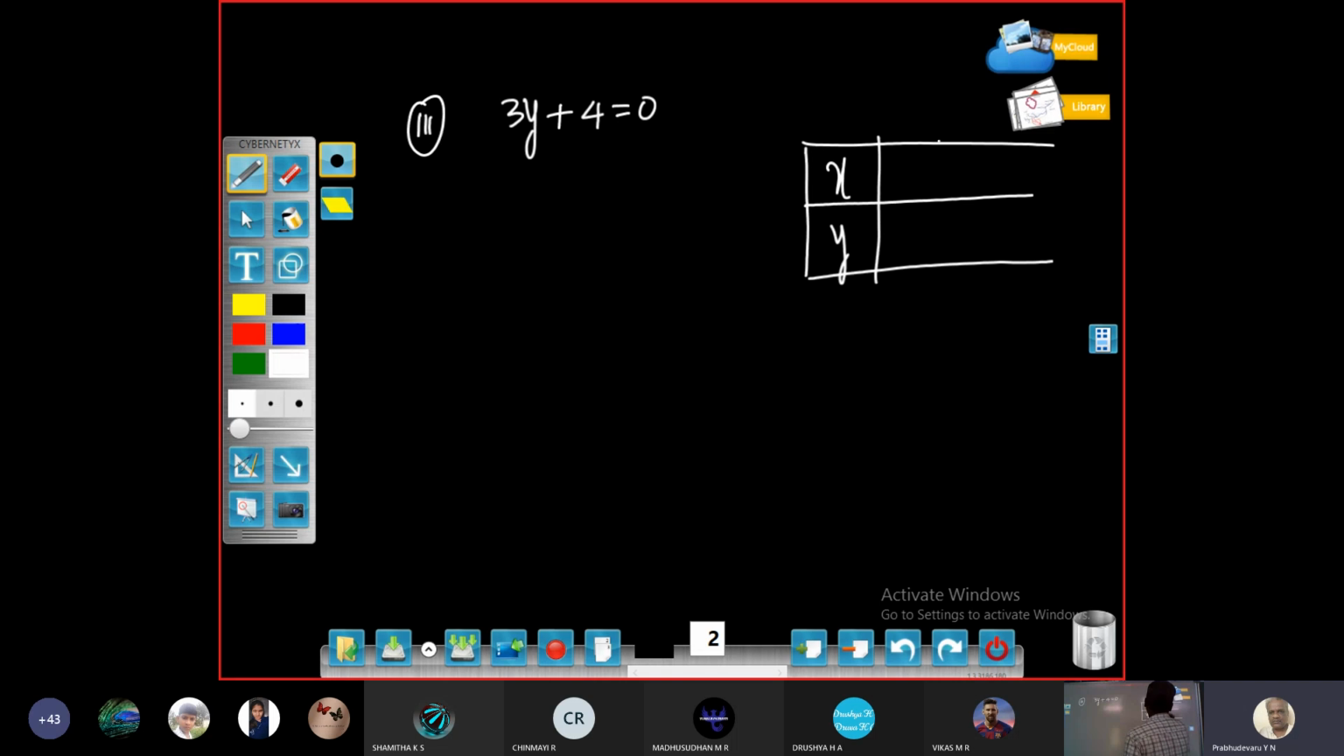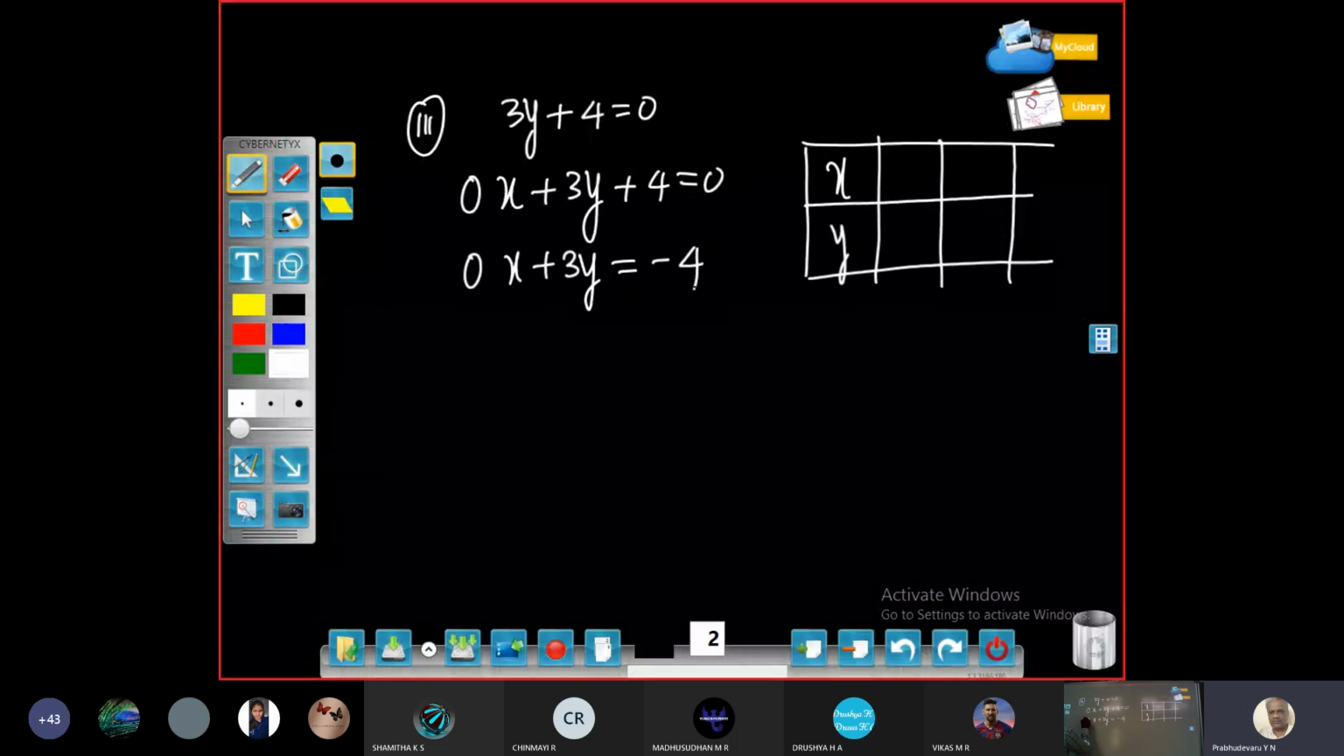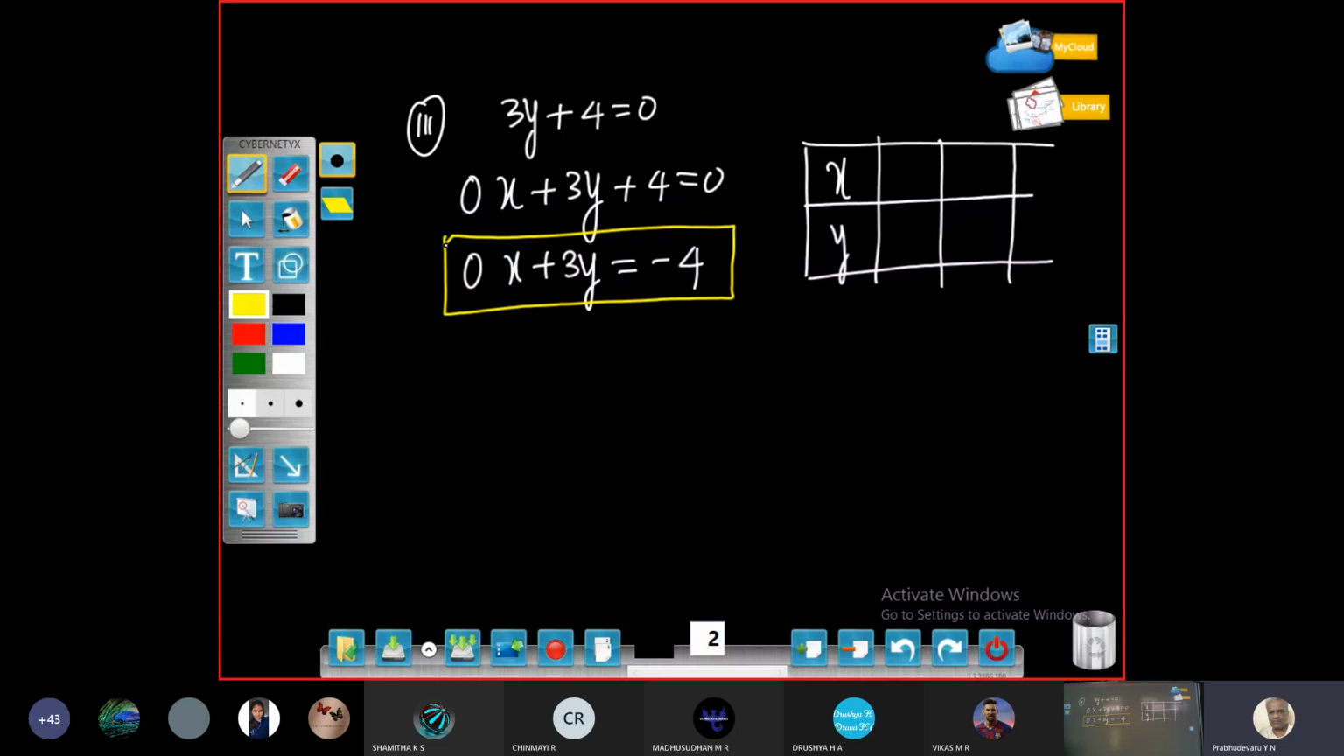Write the table like this, x and y. Then afterwards we will substitute. So first let us write this in the standard form. We don't have an x value, therefore 0 into x plus 3y plus 4 is equal to 0. Or in another way, 0 into x plus 3y is equal to minus 4. So this is the equation that we got, standard form. Now you can find the solutions. Take the values of x and y now and find the solution to this equation.